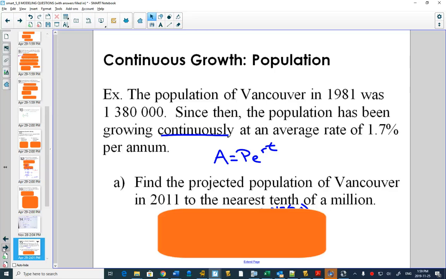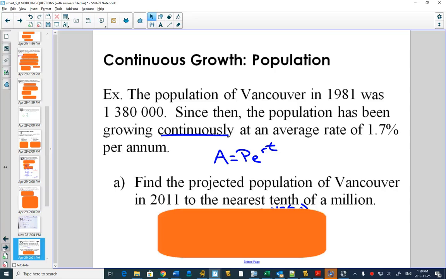It's so close to growing continuously that we often model population as continuous growth. And it's with that same PERT formula that we can do it. We look at the rate that it's changing, and we have an initial population and final population after T years.